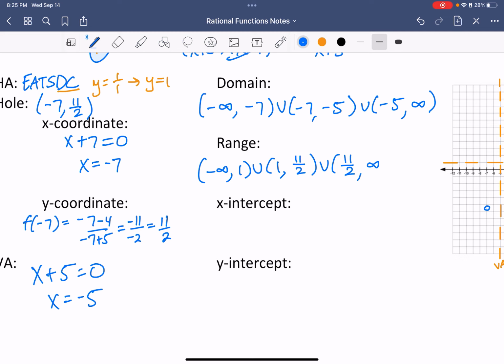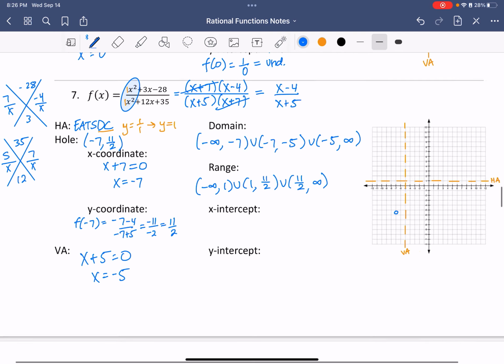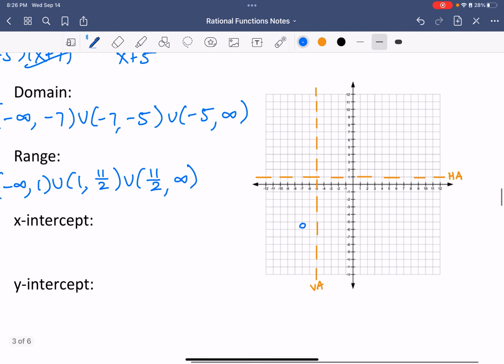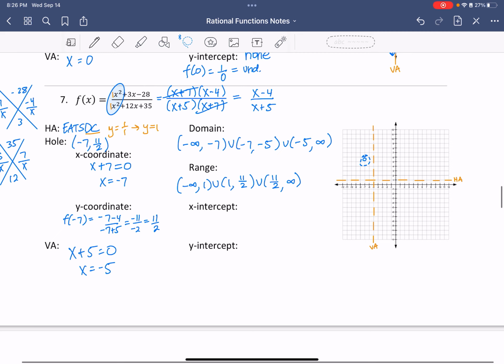Remember, even though 11 over 2 is a fraction, it is bigger than 1. Remember, it's approximately, oh man, I put my hole in the wrong spot. Whoopsie daisies. It should have been at positive 5.5 and negative 7. So negative 7, positive 5.5.